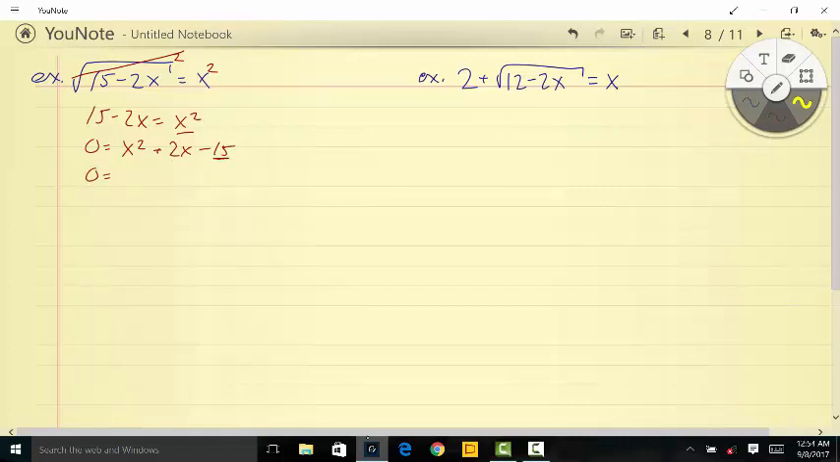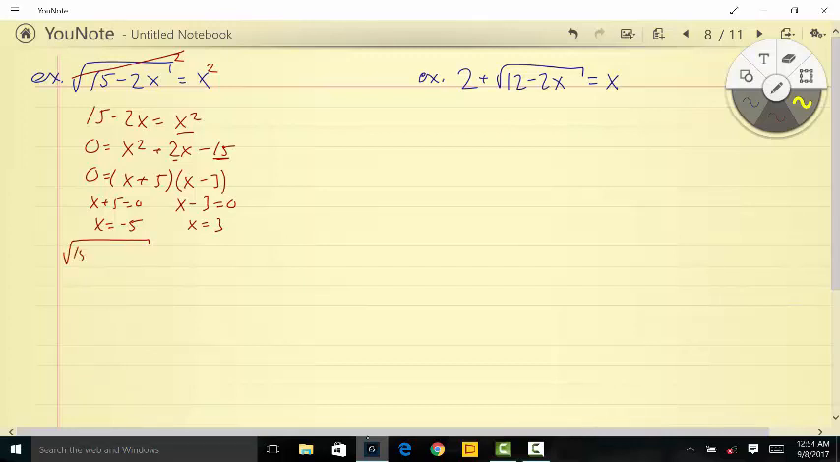The factors of 15 that make 2 are 5 and negative 3. And then when we set both of these equal to 0, we get x is equal to negative 5 and x is equal to positive 3. And then we would check our work.